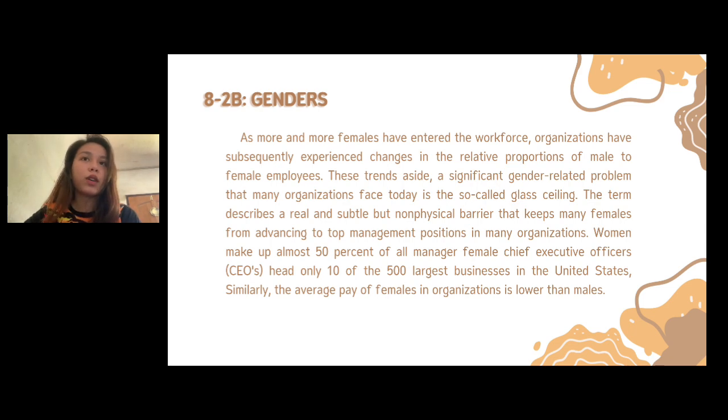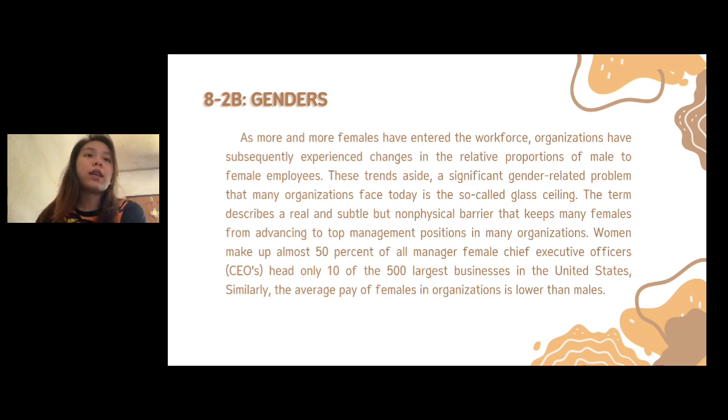So next is gender. As more females have entered the workforce, organizations have subsequently experienced changes in the relative proportion of male to female employees, from Figure 8.3 that highlights those trends in gender composition as well as ethnicity in the workplace. So dito, as more women have entered sa work of the organization, they have seen those shifts in the ratios of sa mga employees, both men and women, or sa mga lalaki at babae sa mga organisasyon.